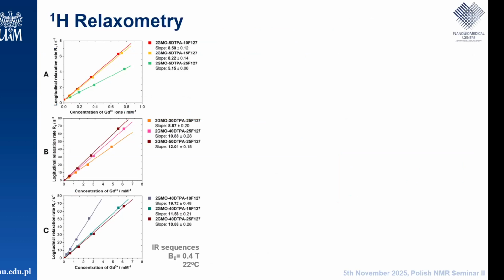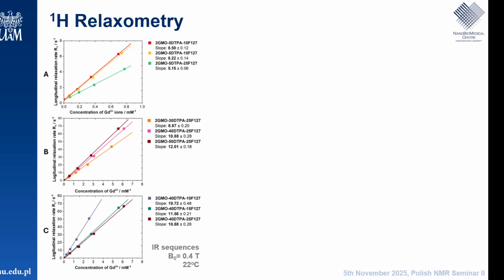Relaxometry. I measured the longitudinal relaxation time for my samples, as well as the longitudinal relaxation rate, because this is the inverse of T1. By knowing the concentration of gadolinium in our samples, we could obtain from the slope the parameter called relaxivity. Relaxivity, in simple words, tells us how strong and how good our contrast agent is, because the bigger the number, the better for us.